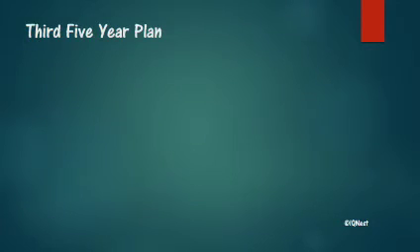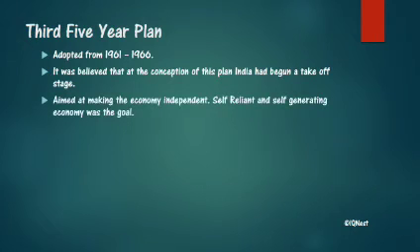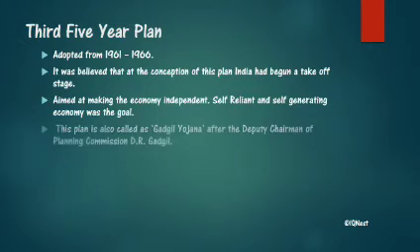So now we will be discussing the third 5-year plan in India. The first point is it was adopted from 1961 to 1966. It was believed that at the conception of this plan, India had begun a takeoff stage. The third 5-year plan aimed at making the economy independent, self-reliant and self-generating. To make the Indian economy independent was the major aim of the third 5-year plan.